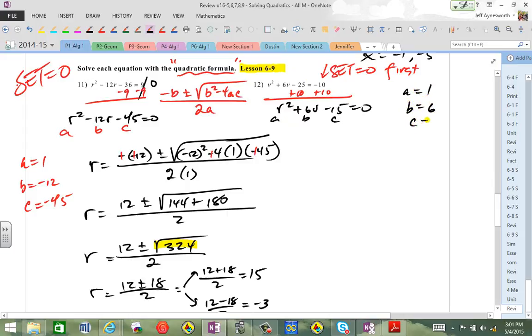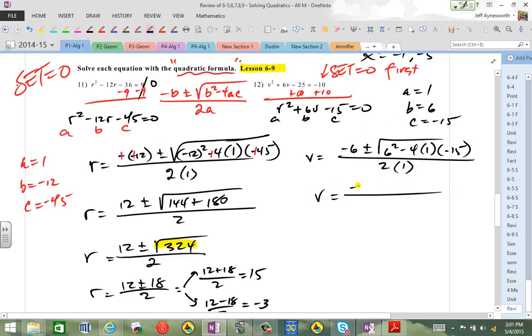So in this case, V is equal to opposite of B, so opposite of 6, plus or minus root 6 squared minus 4 times A, 1, times C. C is negative 15. All divided by 2 times 1, because A is 1. What do we get? So V is equal to negative 6 plus or minus square root of 36. I see a double negative here, so cancel it out. 4 times 15 is 60, so plus 60, all divided by 2. That's negative 6 plus or minus the square root of 96 divided by 2.